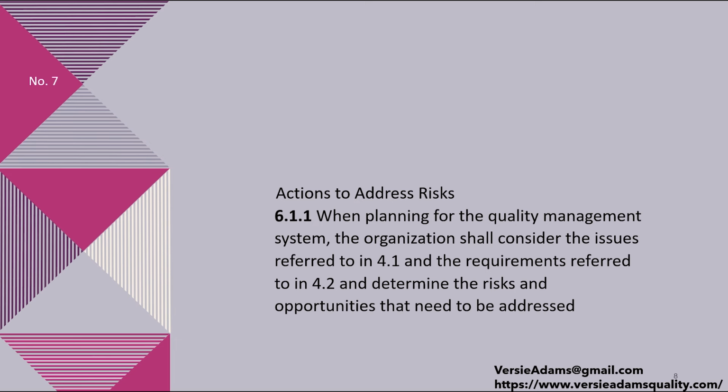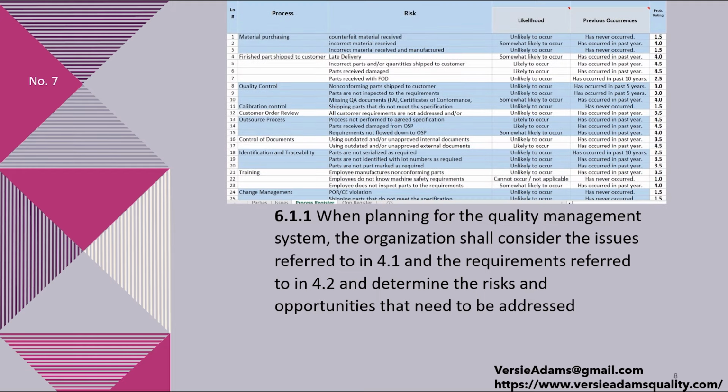Okay, actions to address risk. 6.1.1. When planning for the quality management system, the organization shall consider the issues referred to in 4.1 and the requirements referred to in 4.2 and determine the risks and opportunities that need to be addressed. There are several ways that you can do this. You can make it very simple, or you can make it very complicated. But the key thing that the standard wants to see is that you're addressing operational risk within your quality management system where it's applicable.